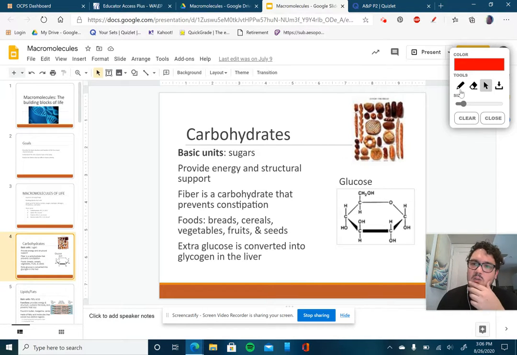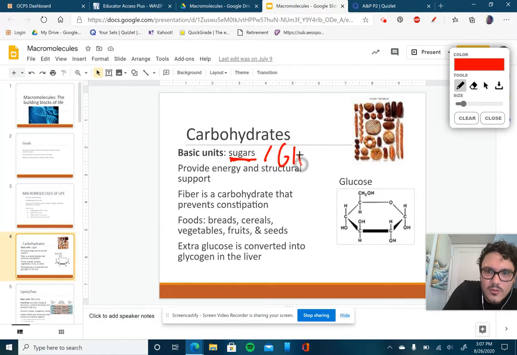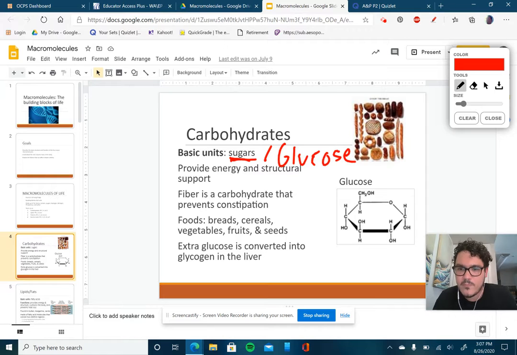Okay, carbs. Carbs are the first of the four macromolecules that we're talking about. First and foremost, I would make sure that we're familiar with this basic unit of carbs. We have sugars, otherwise known as glucose. You can see the chemical shape of glucose right under there. This is stuff you'll learn in college if you pursue this. It's a ring and all that fun chemistry stuff. We don't need to worry about that for now. But your basic sugar, your basic carb, is going to be glucose.